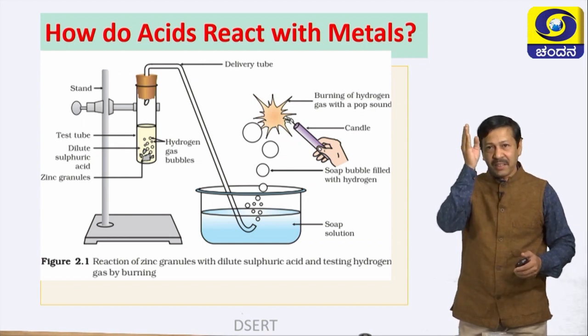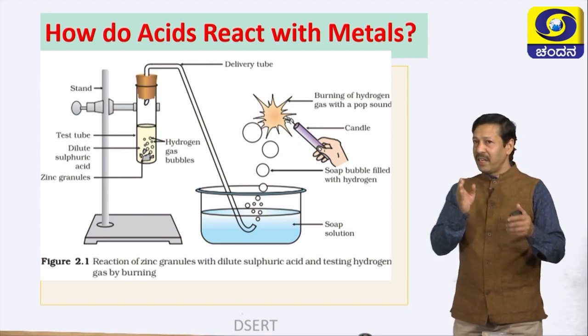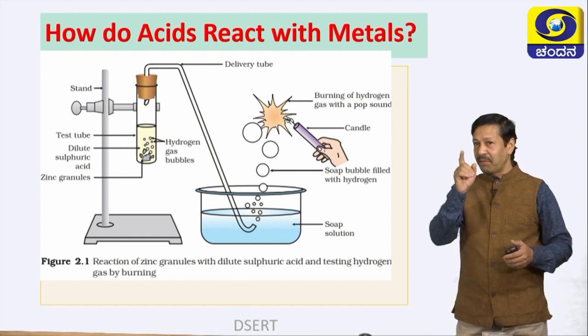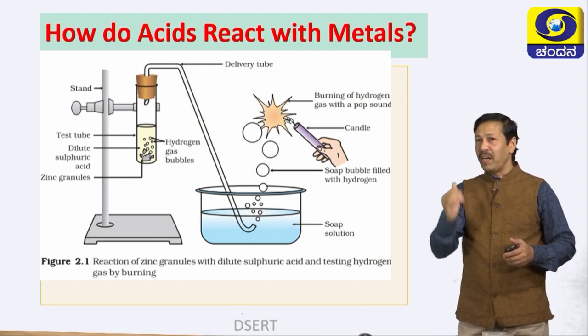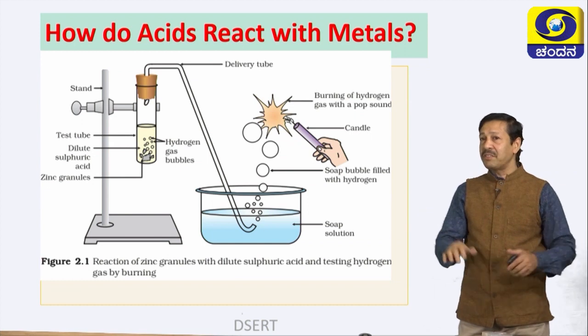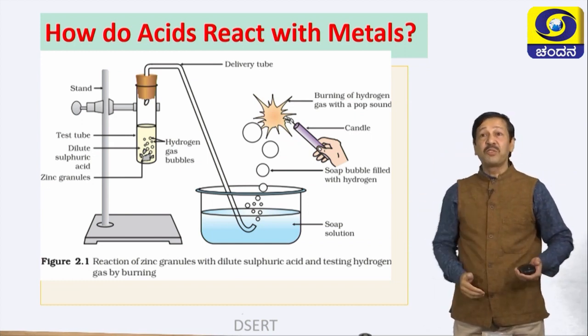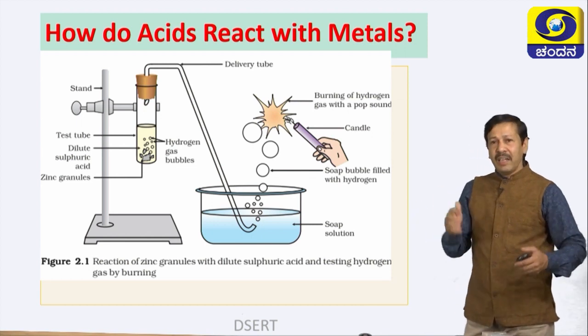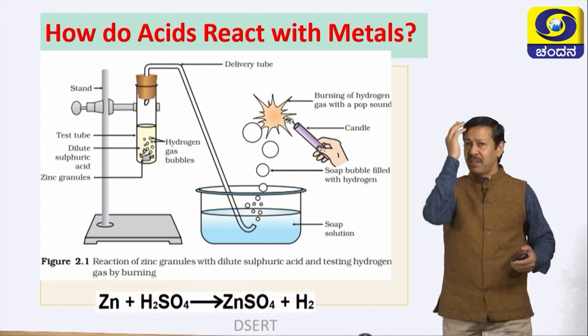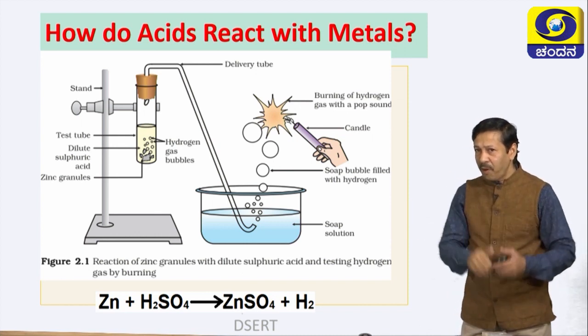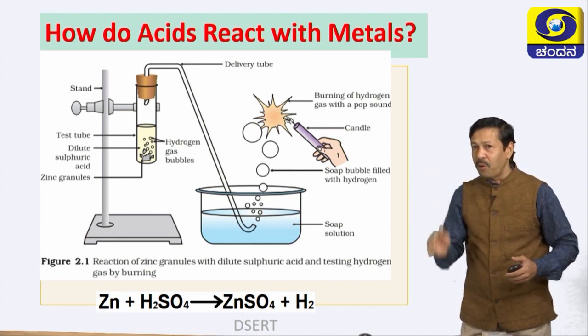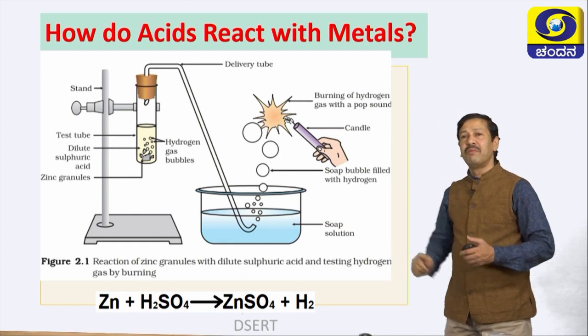Yes, you are right. If you know the reactivity series, you know that copper is below hydrogen, so there is no reaction and no hydrogen production. Thus you can understand and score the marks well. Here is the equation for the given reaction. Zn plus H2SO4 gives rise to ZnSO4 and H2.